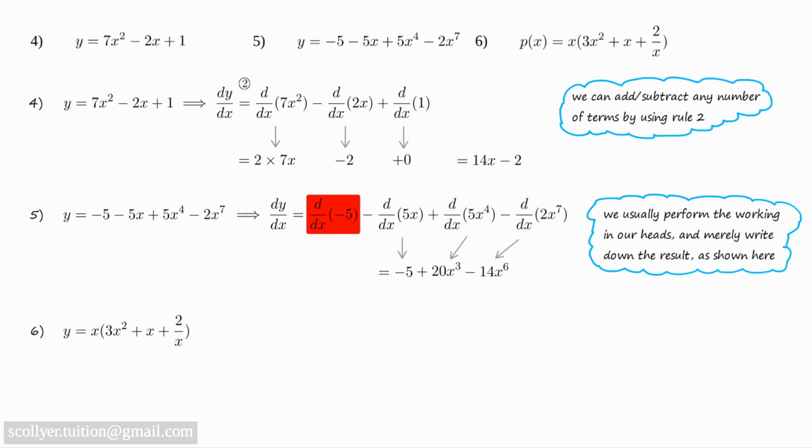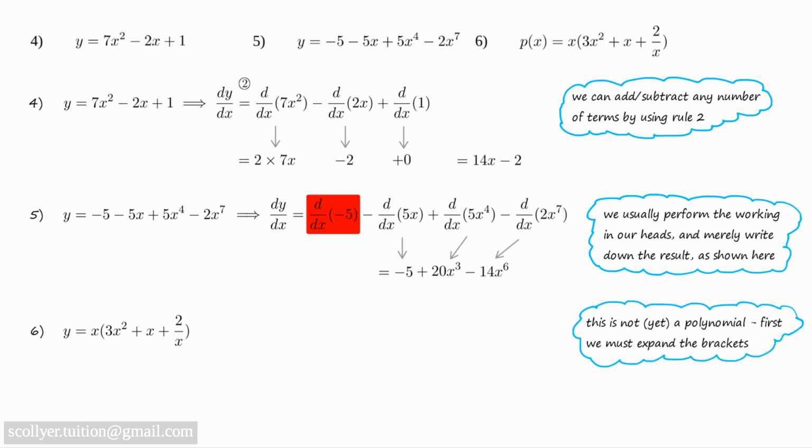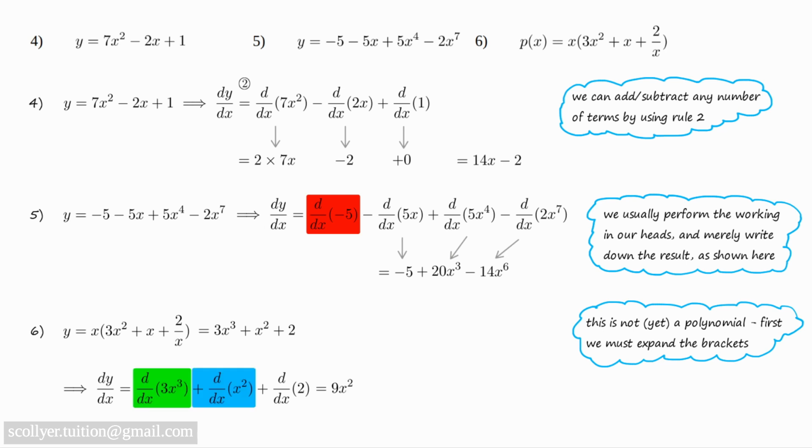Problem 6. y equals x times 3x squared plus x plus 2 over x. And we note here that in fact we don't yet have a polynomial, but we can obtain one by expanding the brackets. And if we do so, we obtain 3x cubed plus x squared plus 2. And we differentiate that expression as before to obtain 9x squared plus 2x.